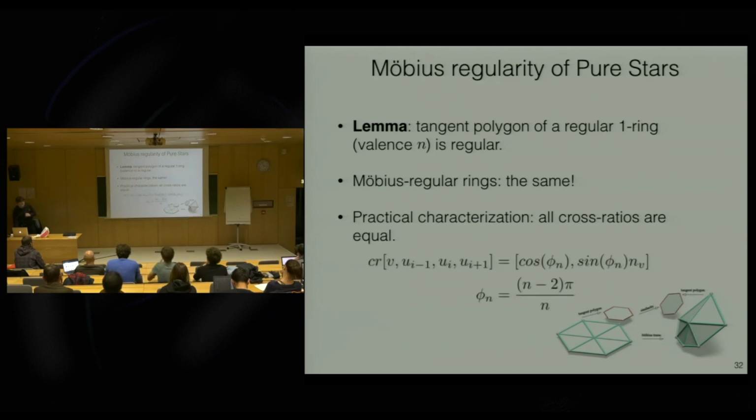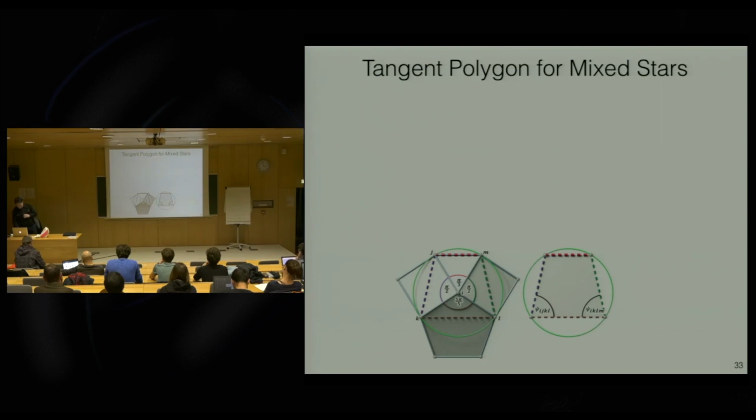That's the same, okay? Of course, if it's 1, because it's a regular ring of degree n, then all the intersection angles are just the angles of a regular polygon, okay? But that is a little bit inconsequential at the moment.